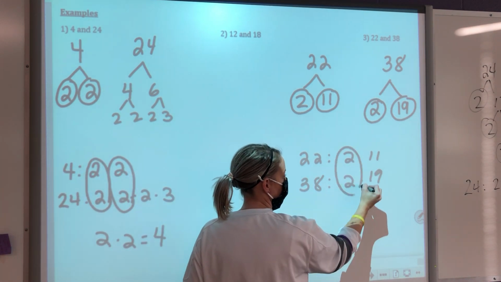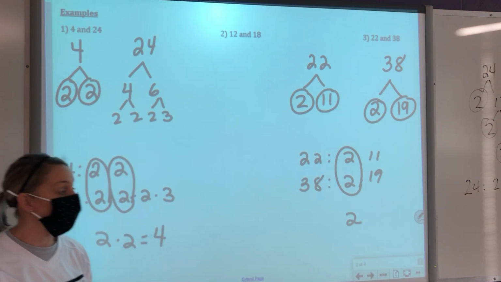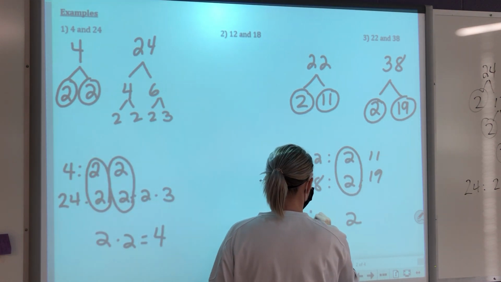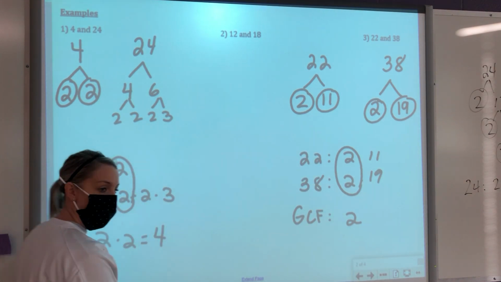Okay, we circle what we have in common and we bring it down. Do we have anything else in common? No. The greatest common factor is 2. So our greatest common factor is 2. Isn't it always 2?